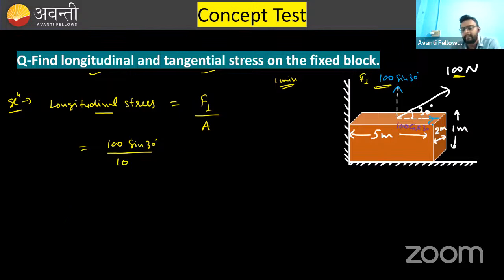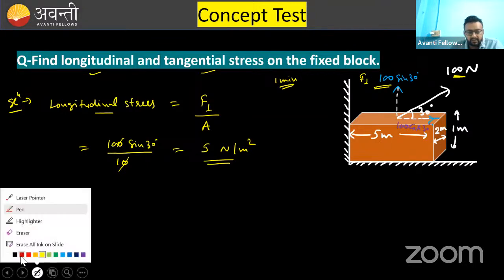That is 10. Now, if you solve it, the zeros will get cancelled out. Sine 30 is 1 by 2, so it will become 5 Newton per meter square. This is longitudinal stress. I think it is clear.